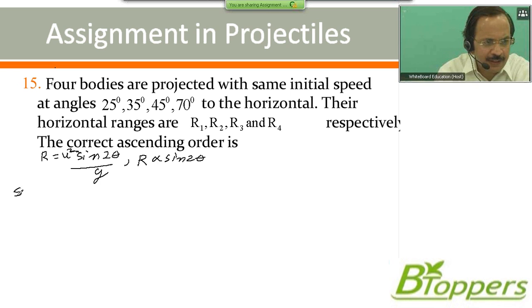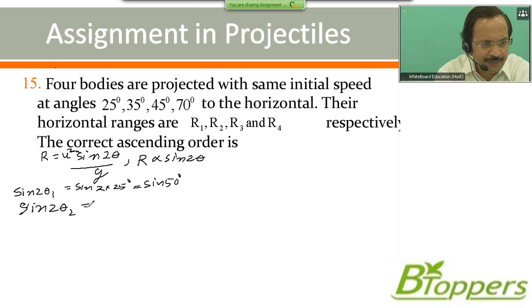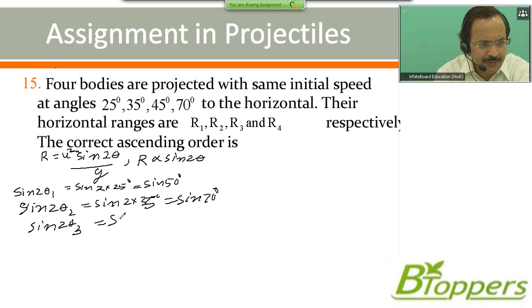The angle of projection for the first projectile is denoted by theta 1. So sine 2 theta 1, you can write sine 2 into 25 degrees, that will be sine 50 degrees. Sine 2 theta 2 is sine 2 into 35 degrees, that will be sine 70 degrees. Sine 2 theta 3: theta 3, the angle of projection for the third projectile, is given as 45 degrees. So 2 theta 3 will be 2 into 45 degrees, or 90 degrees. The angle of projection for the fourth body, denoted by theta 4, is given to be 70 degrees.